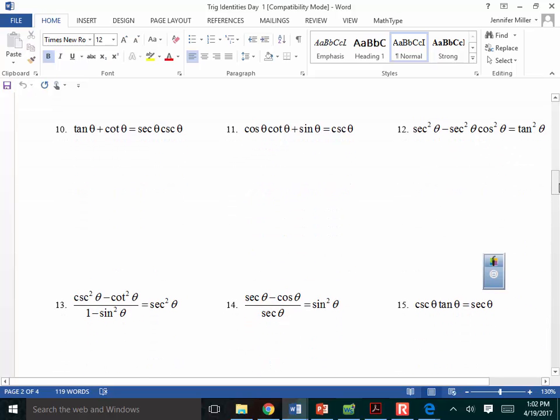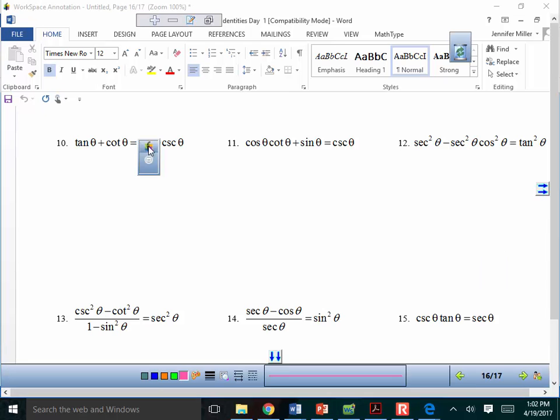Okay, look at number 10. On number 10, you can choose either side. The reason I'm choosing the right side as the less intricate is just because I'd rather put things together than have to take them apart. Does that make sense? We have 2 different terms, so we're going to have to put them together to get the right side. Do y'all see that?